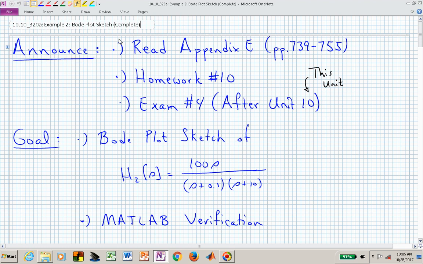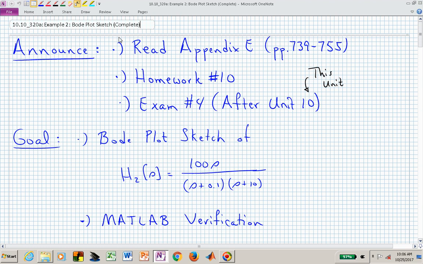Welcome back to ECE 320A. We're still in Unit 10, which is our Bode plot unit. Appendix E is the textbook material for that, and homework 10 is what you need to complete at the end of this unit. In these last couple of videos, we're talking now about putting all of the pieces together.